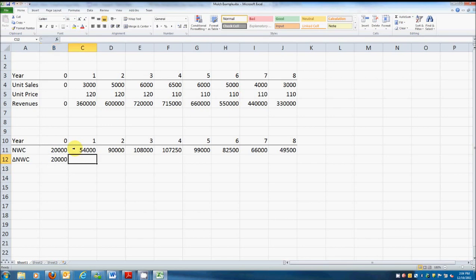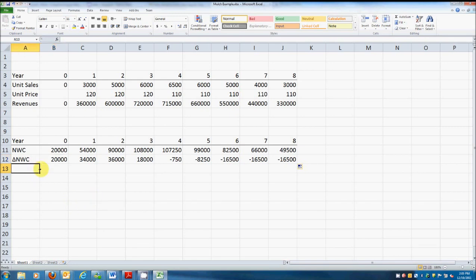Now, we need to figure out what is the change for each year. So going from year 0 to year 1, we increase by $34,000. Well, how am I going to make that work with a formula? I'm going to say equal to, I'm going to select the new amount of net working capital, and I'm going to subtract the old amount. And there we go. And then I'm going to do the same thing I did earlier. I'm just going to drag that on over. And so what we see is net working capital jumps 20,000 at year 0, 34,000 at year 1, 36,000 year 2, 18,000 year 3, and then it starts to go down.